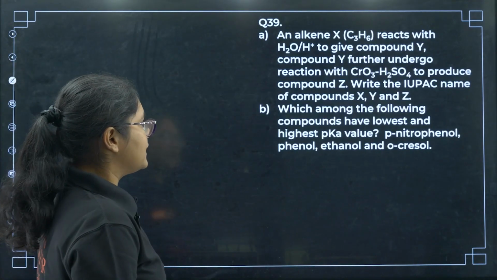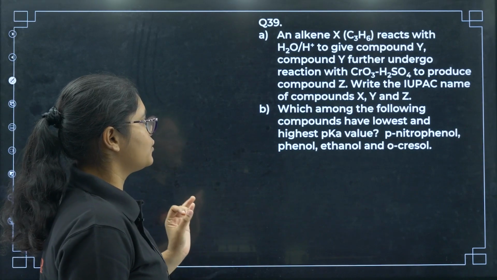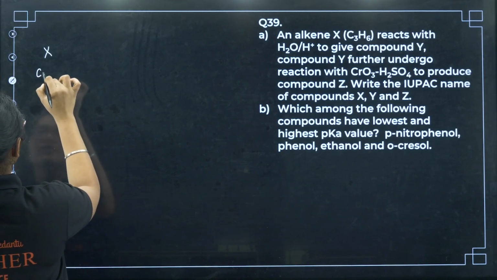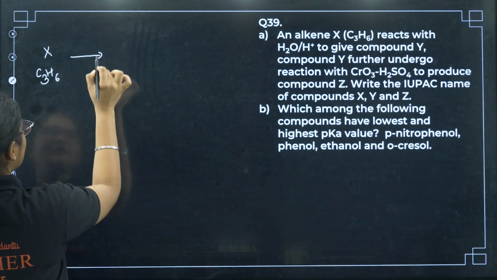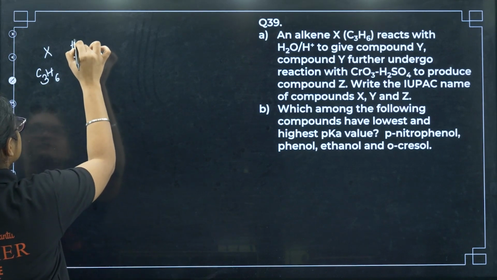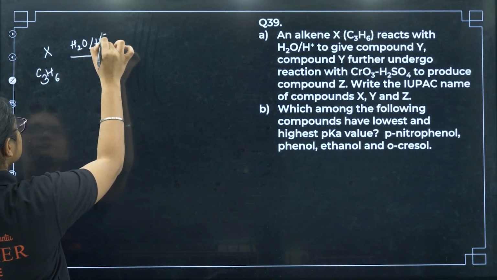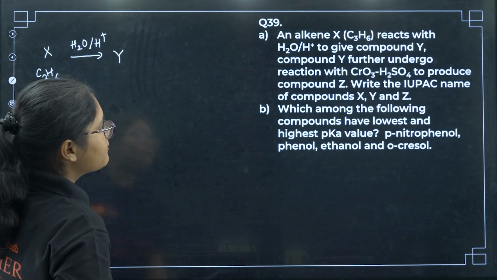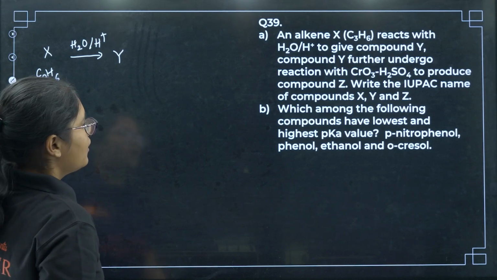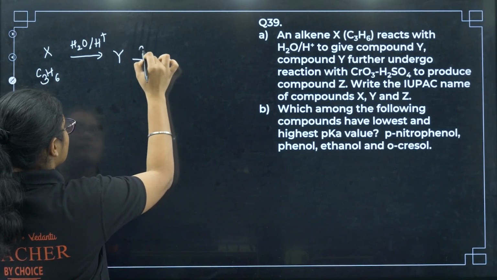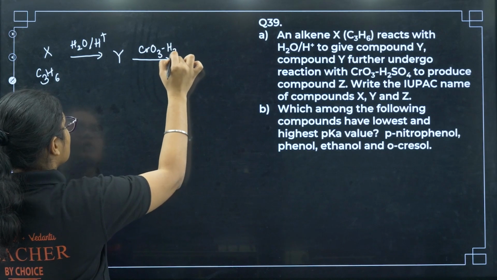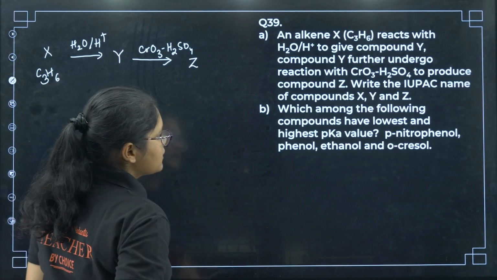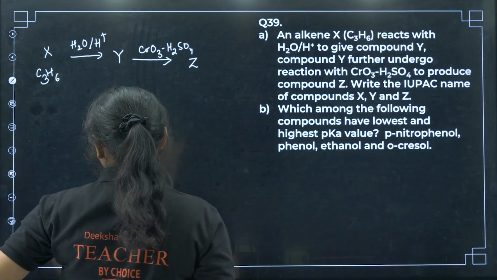Next, question number 39 here: an alkene X reacts with H2O and H+. So I have an alkene X whose molecular formula is C3H6 and it reacts with H2O and H+ to give a compound Y. Next, the compound Y further undergoes reaction with CrO3 and H2SO4 to produce compound Z. Now write the IUPAC names of the compounds X, Y and Z.